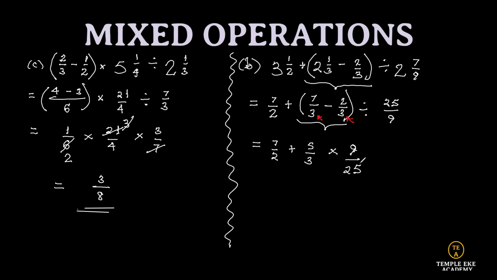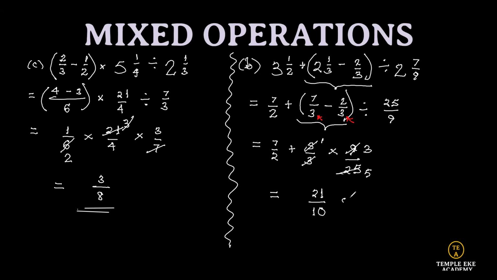And now what is common in the numerator and denominator? 5 can divide, goes here, 1. 5 divides into 25, 5 times. 3 divides, 1. 3 divides into 9, that's 3. And now multiply everything you see in the numerator. 7 times 1 is 7. Multiply by 3 is 21. Divided by 2, simply times 5, and that's 10.